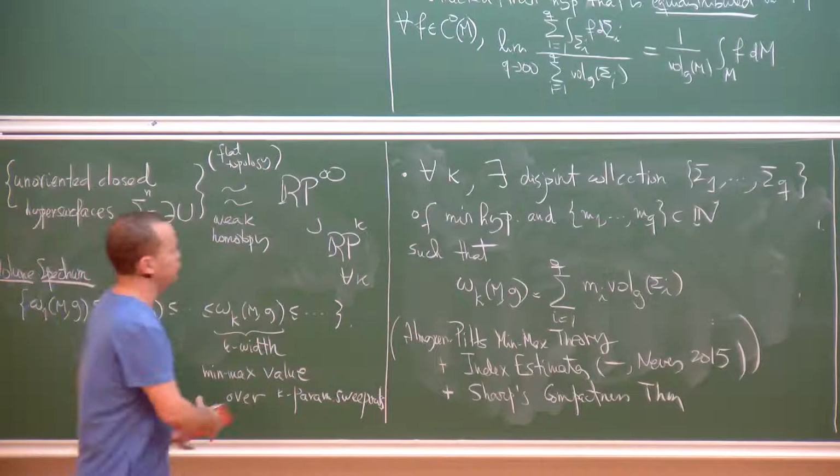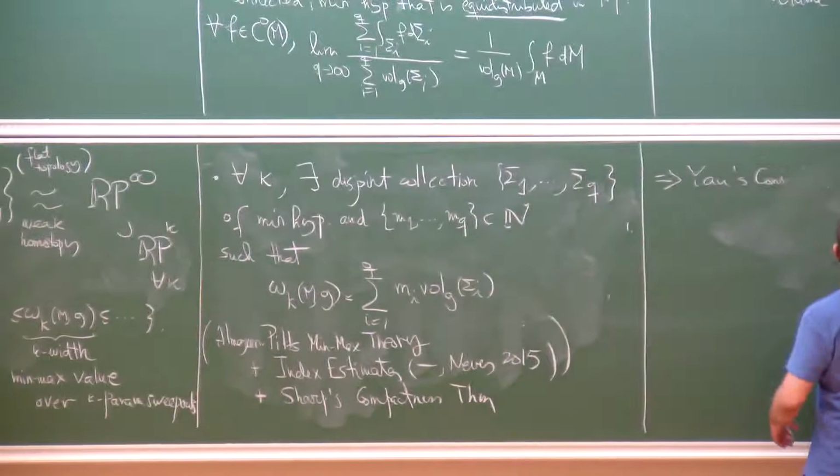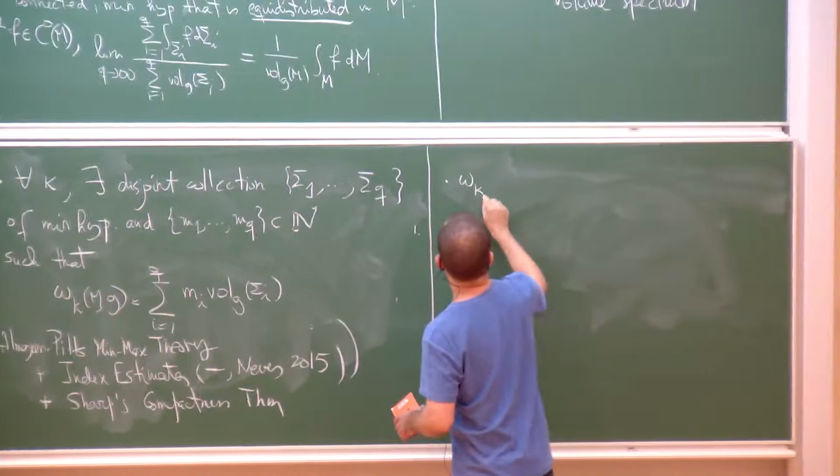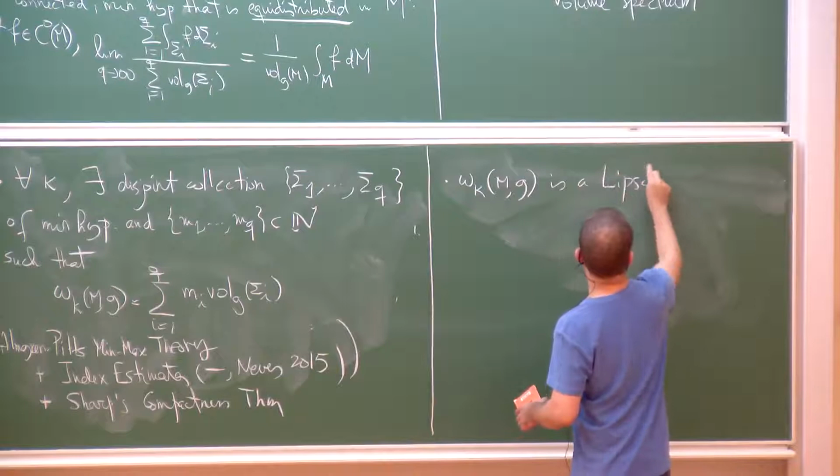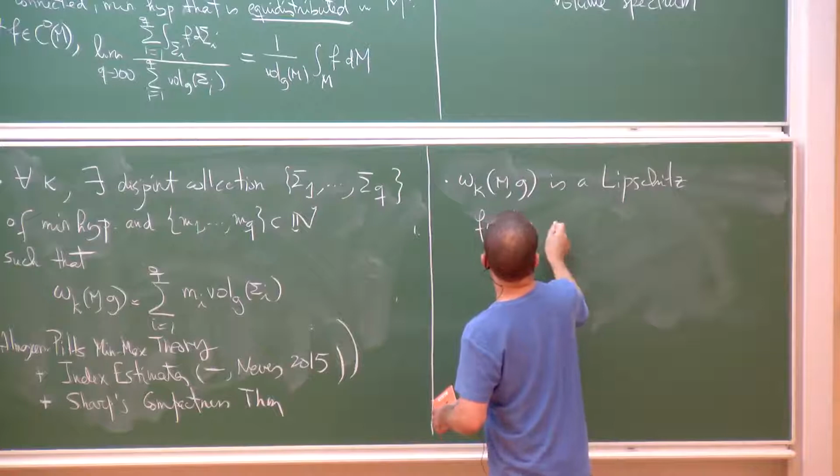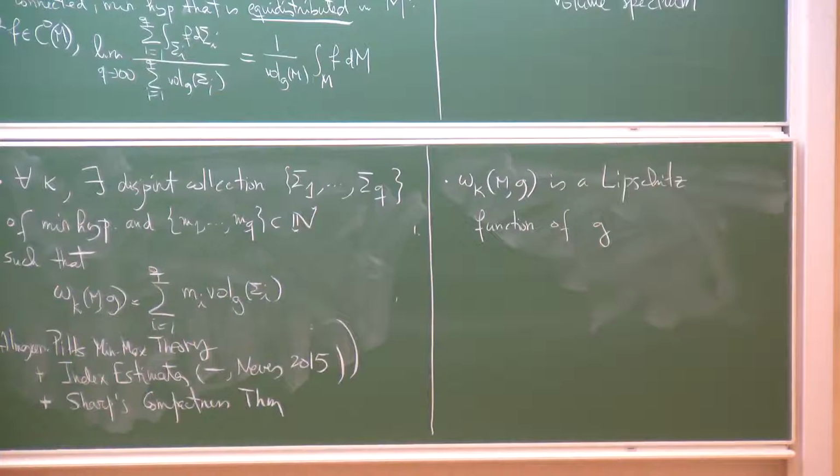So the other thing we need to know about the k-width is that it actually depends continuously on the metric. So even more, omega k of M, g is a Lipschitz function of the metric. This is not very difficult to prove.